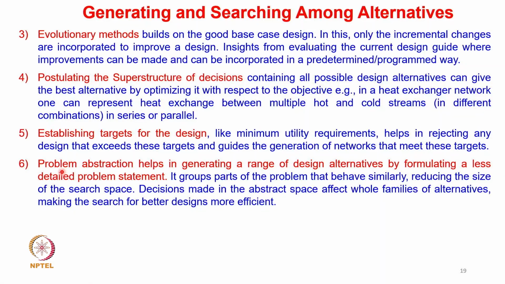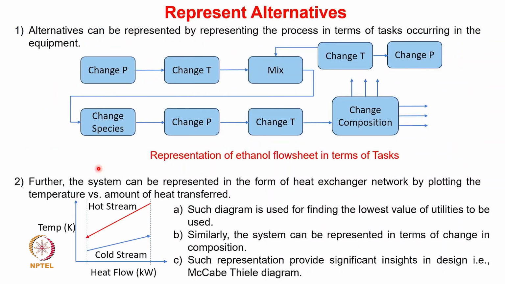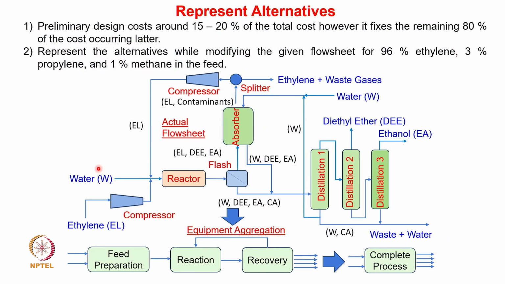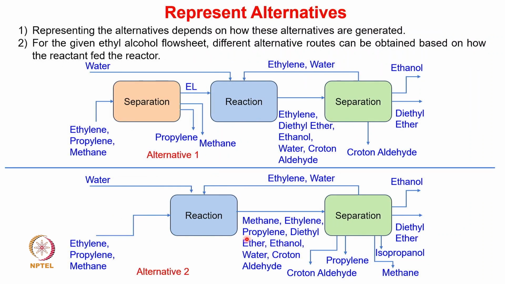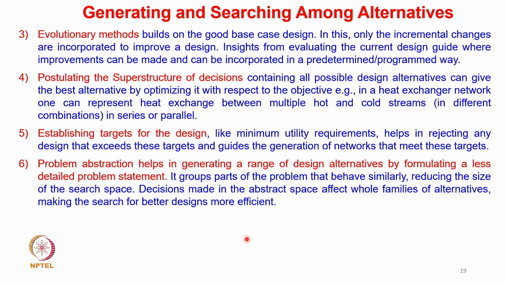The next important point is that very often problem abstraction is used. Problem abstraction is nothing but representing the flow sheet in a simple way like this. Here you can see that the common equipments are grouped together. For instance, here the feed preparation equipments are grouped in this one block, and all the separation units are grouped in the recovery block. This type of representation is called a problem abstraction. When we have a problem abstraction, it helps in generating a range of design alternatives by formulating a less detailed problem statement.